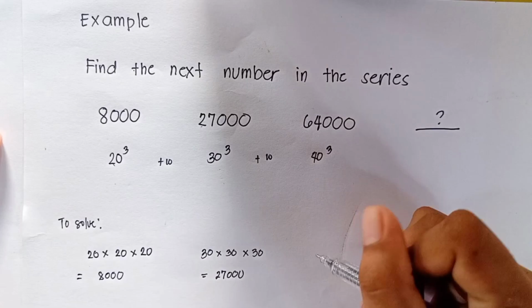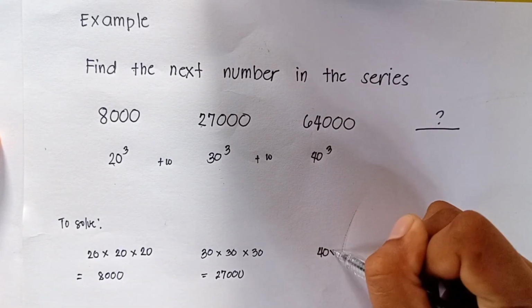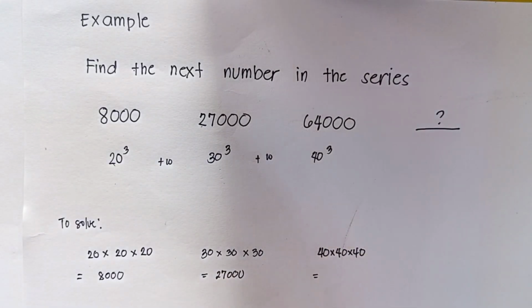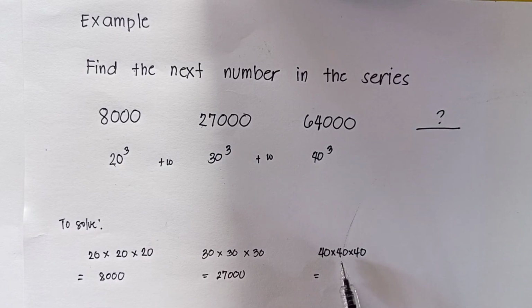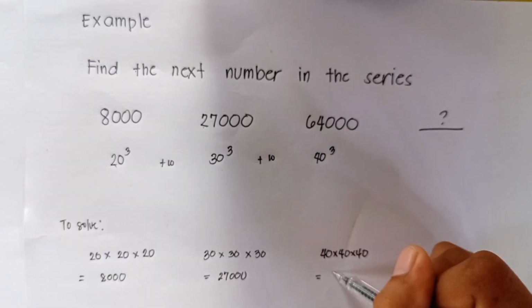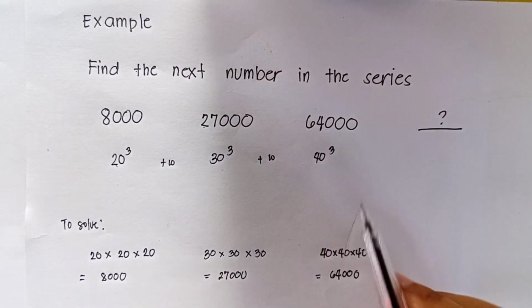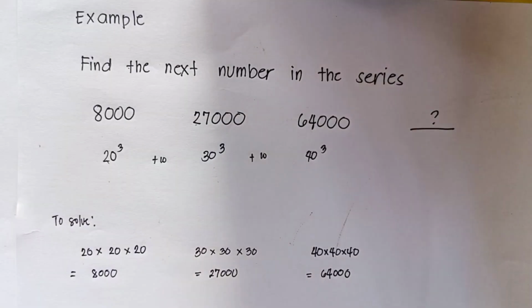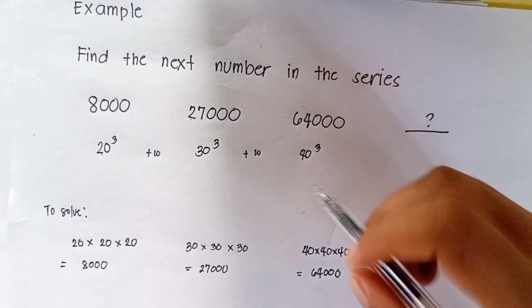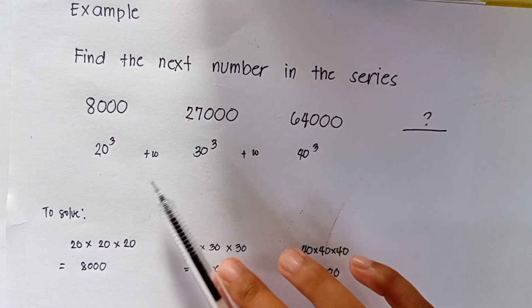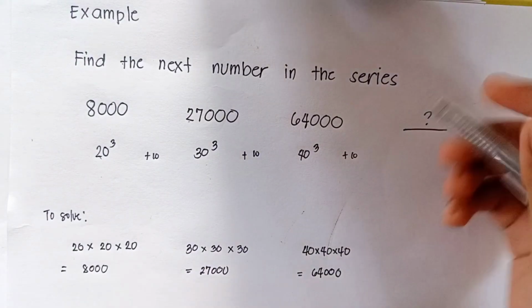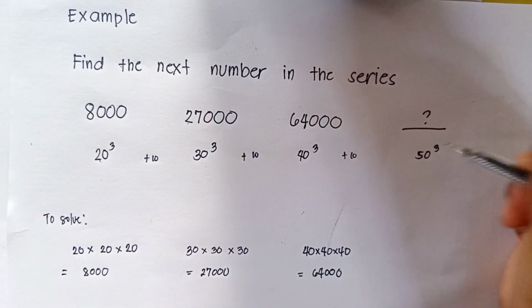So let's solve 40 to the power of 3. So 40 times 40 times 40 is equal to, so 40 here times 40 is equal to 1,600 times 40 is 64,000. So therefore, 40 to the power of 3 is equal to 64,000. Now for the missing number or the next number in this part, we add 10. So therefore, we also add 10 for the next number. So 40 plus 10 is equal to 50 to the power of 3.